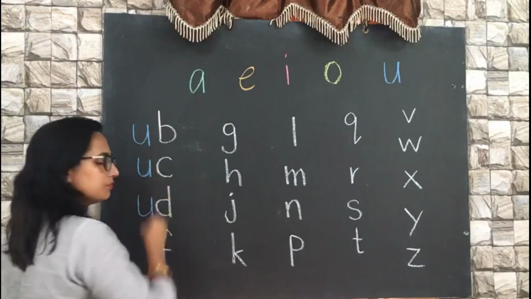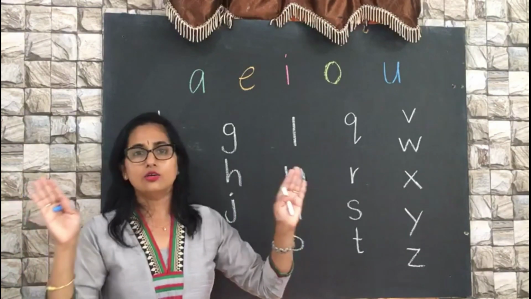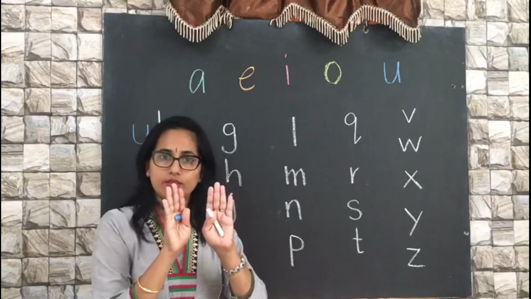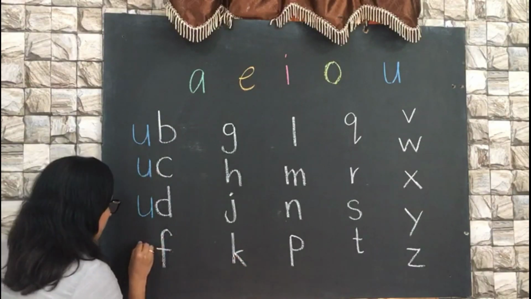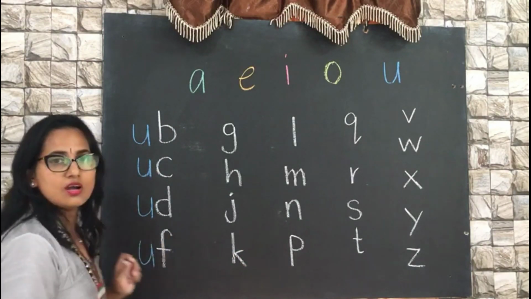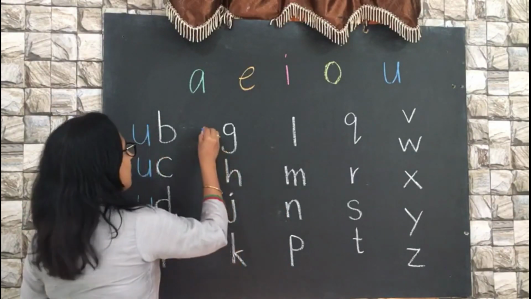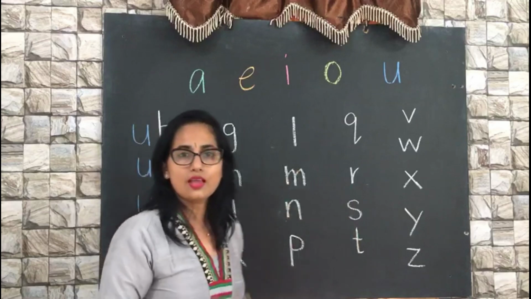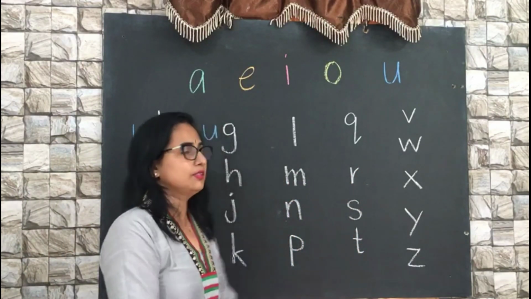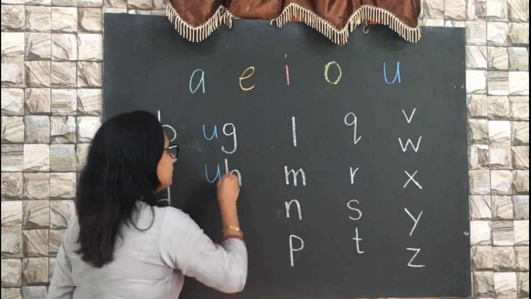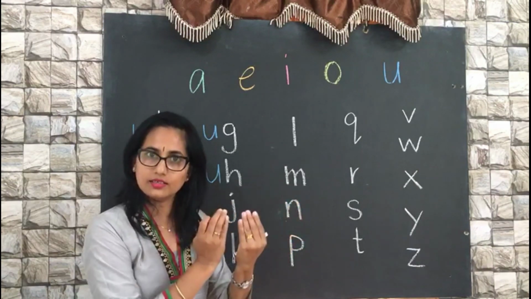Here you have U. The sound is uh, d, uh, d, ud. Clear? Now you have uh, f, uh, f, uf. And uh, g, uh, g, ug. Uh, h, uh, h, uh.